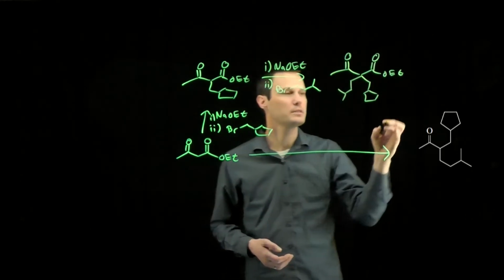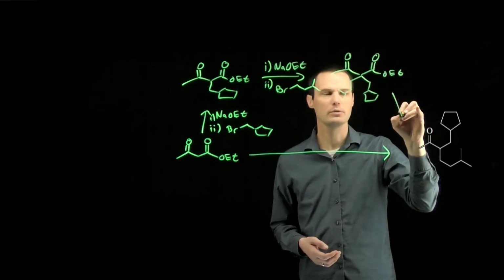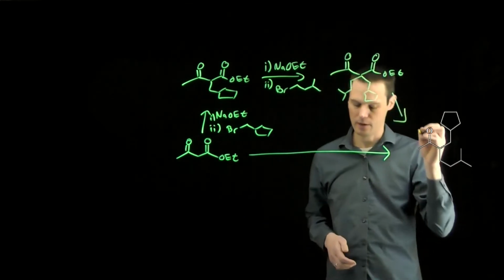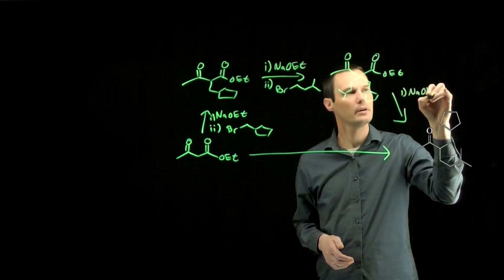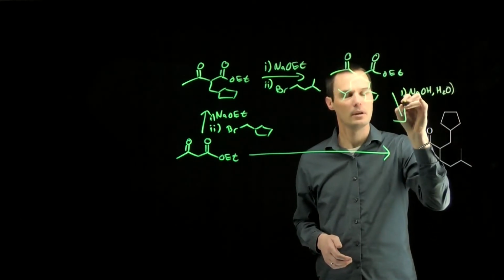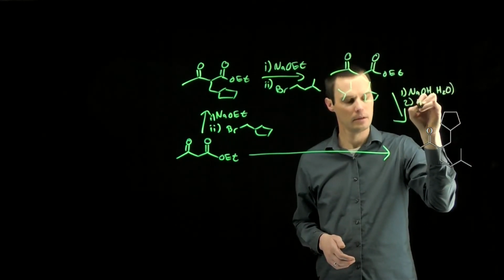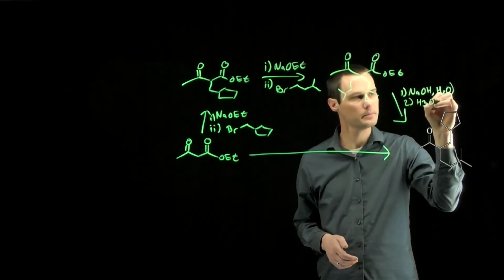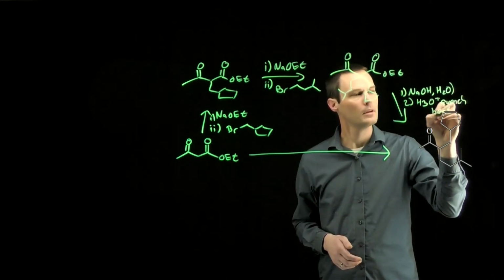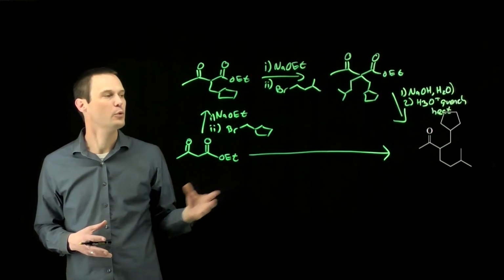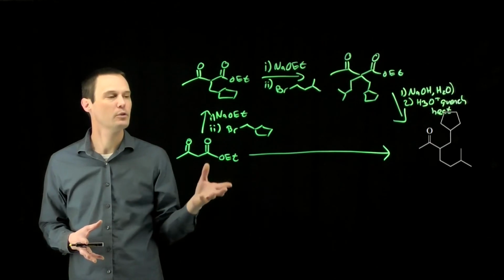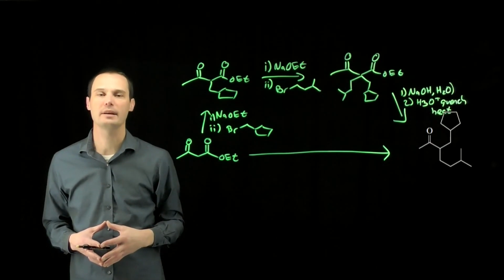And then we can do the decarboxylation. So for the decarboxylation, to form our final product, we will add base. In step 1, we'll add base and water. And then in step 2, we'll add an H3O+ quench and heat. And the heat is what will affect the decarboxylation reaction to form this final product. So this is how we can form this product using the acetoacetic ester synthesis pathway.